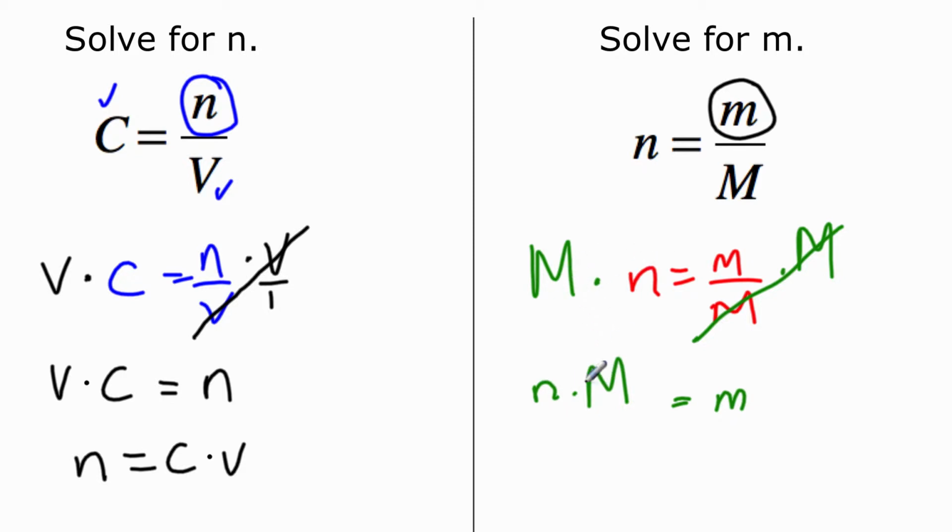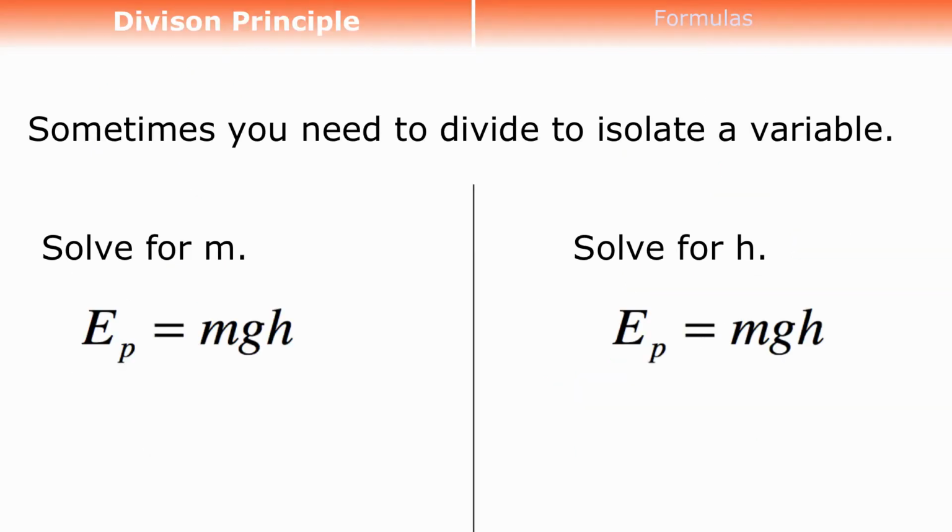Notice I rearranged those. I don't know why I did that, but that would be the commutative property of multiplication, that the order that you multiply something in doesn't matter. I guess I'm just familiar with it as n times M, but I could have written it as M times n is equal to m. That would be fine too. Okay, sometimes you need to divide to isolate the variable.